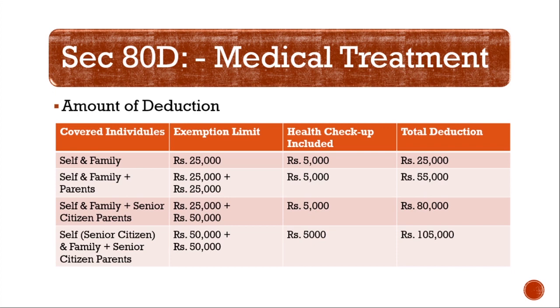Assessee being a senior citizen, and making expenditure for self and family and also for his parents being senior citizens, then the limit allowed is rupees 50,000 for himself and family and rupees 50,000 for parents. Make a note that this is the maximum limit allowed. If expenses are incurred, the limit allowed or the expenses incurred, whichever is lower. In case of preventive health checkup, rupees 5,000 or the expenses incurred, whichever is lower. If the assessee is incurring in both preventive health checkup and other than preventive health checkup, the maximum deduction allowed is rupees 1,05,000.